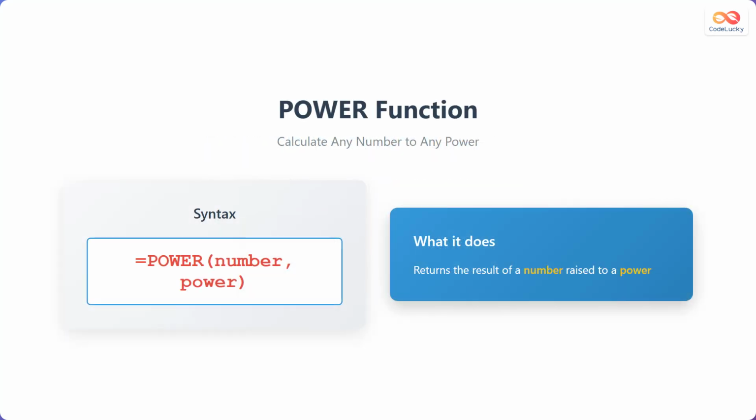Let's start with the power function. The power function in Excel allows you to calculate any number raised to any power. The syntax for the power function is equals POWER, open parenthesis, number, comma, power, close parenthesis. This function returns the result of a number raised to a power. The number is the base number, and the power is the exponent to which you want to raise the number.